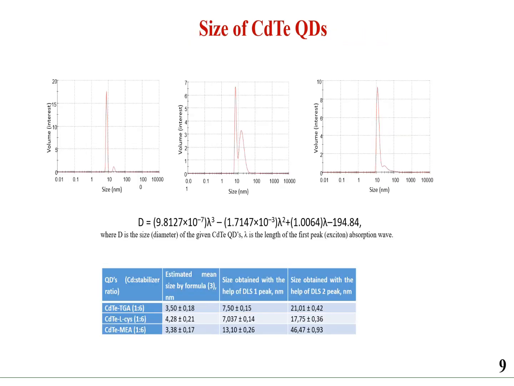Aqueous colloidal synthesis is used to produce quantum dots stabilized with thioglycolic acid, L-cysteine, and mercaptoethylamine. The size of the quantum dots was estimated using an empirically derived formula presented on the slide and the dynamic light scattering method. Comparison of the results shows that the size of quantum dots obtained with dynamic light scattering is several times larger. This happens because with this method it is possible to determine the hydrodynamic size, which includes quantum dots, stabilizer, and solvent shell.